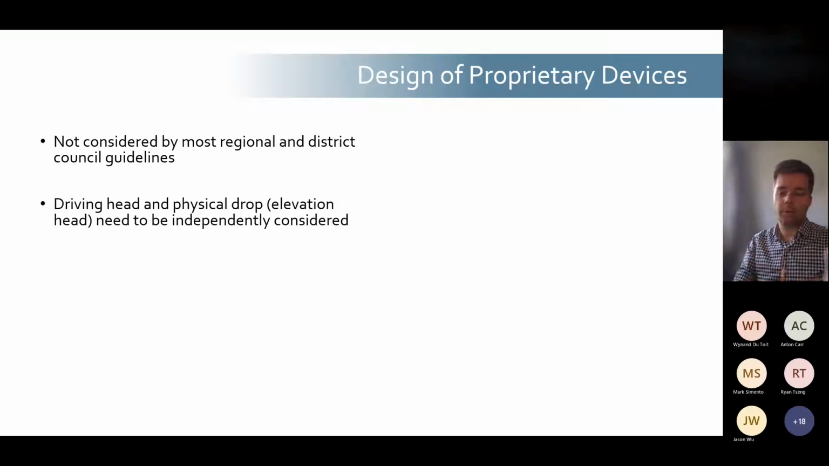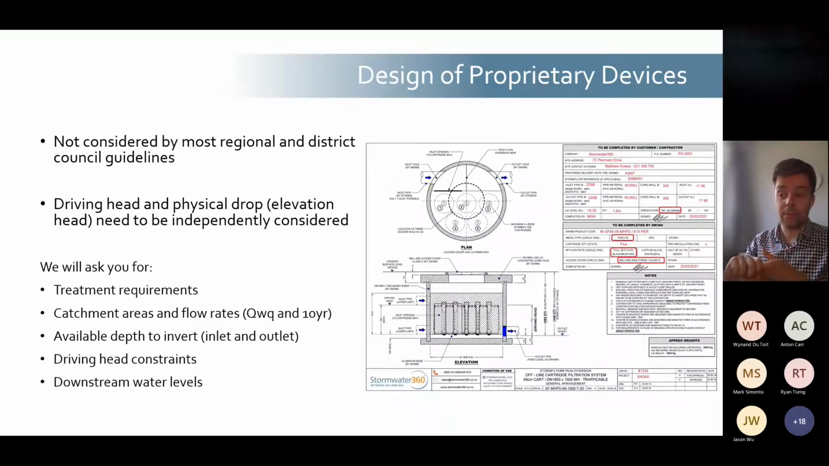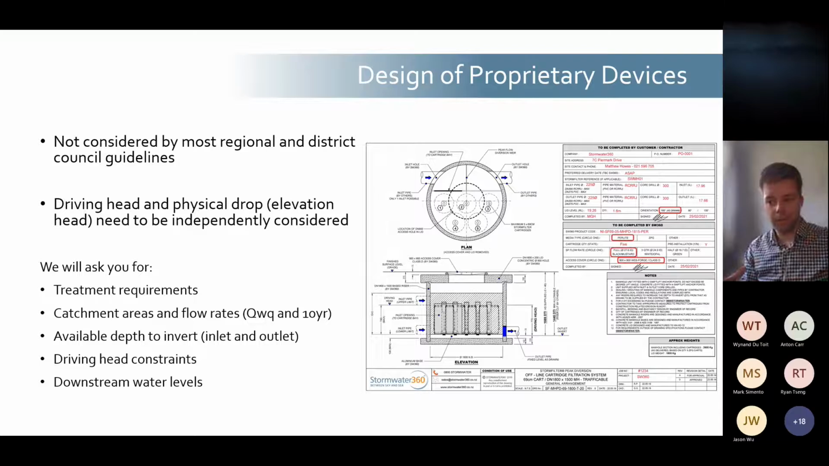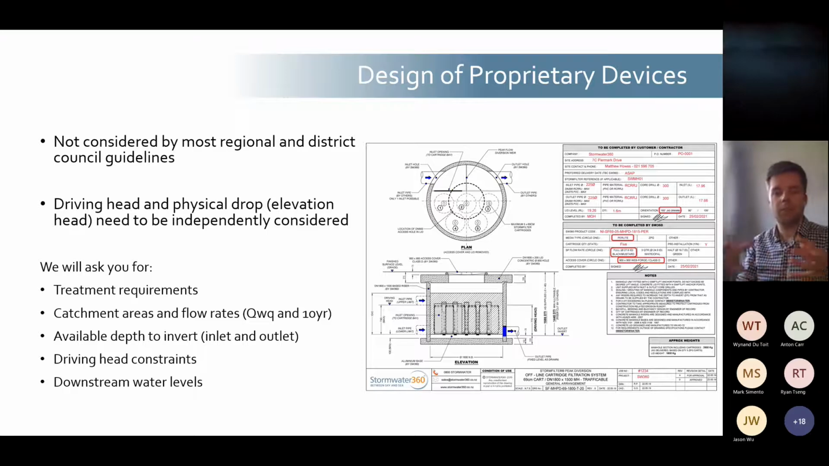So when you approach us for a design, we will ask you for the treatment requirements, the catchment areas, and the flow rates. We'll ask for the available depth to invert for inlet and outlet. We'll ask for the driving head constraints if there are any structures upstream, and we'll ask for the downstream water levels if there's any detention downstream. By putting all of that together, we can then, in consultation with yourselves and our engineering team, come to a solution that is going to have positive treatment outcomes and not negatively impact the hydraulics of your treatment design.